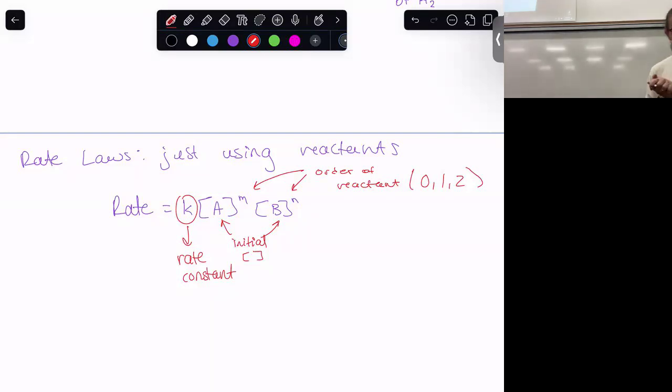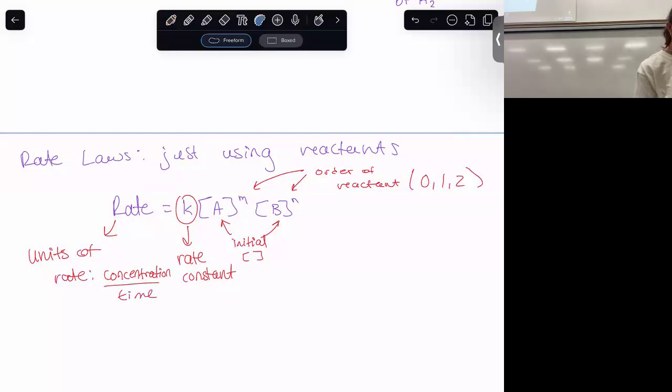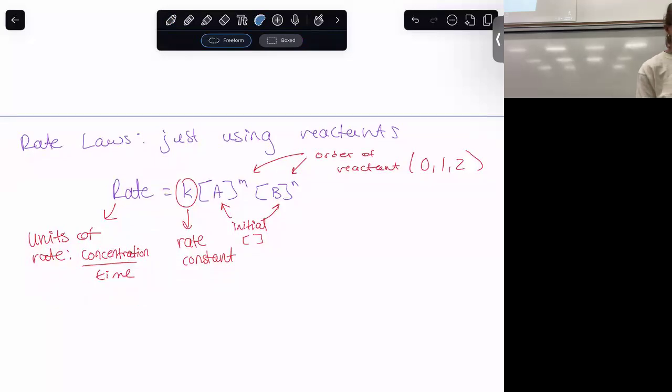Alrighty. It is important to note that your units of rate are always going to be in concentration over time. What this means is that it will most likely look like molarity over seconds. But we're talking about concentration.